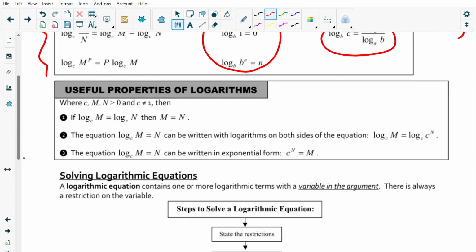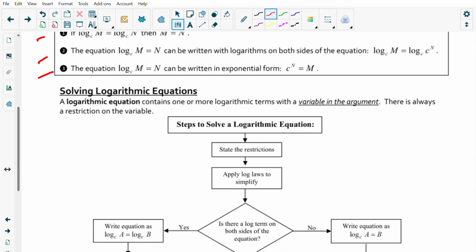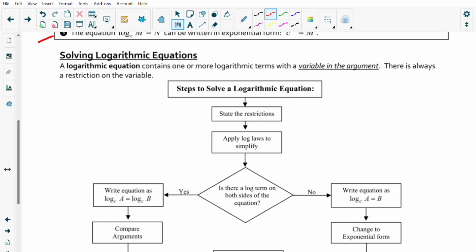Next one, useful properties. Okay, 1, 2, and 3. Let those help you as well to make your equations look different so you can get to a solution path. Here's a nice handy little flow chart if you want to think of it this way.